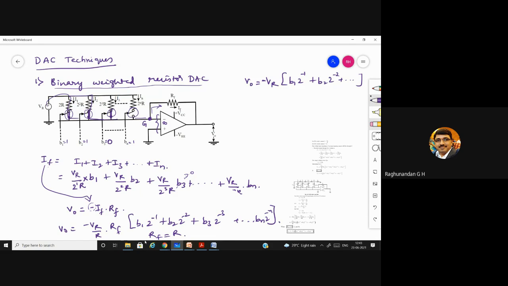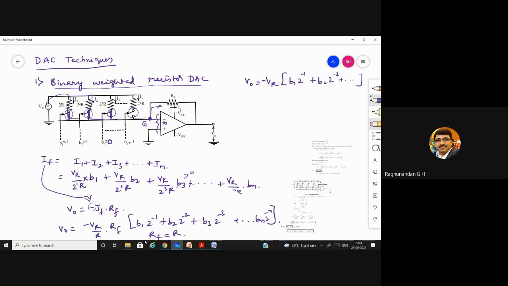But as I told already, there are two major drawbacks. One drawback is that we need a large set of resistances. The initial resistance will be 2R, later on 4R, 8R. Finally, for 8-bit, it comes to around 128R. That much high resistance you need to take. Suppose you take R as 1 kilo ohm, the first resistor should be 2 kilo ohm, but the last resistance will be 128 kilo ohm.